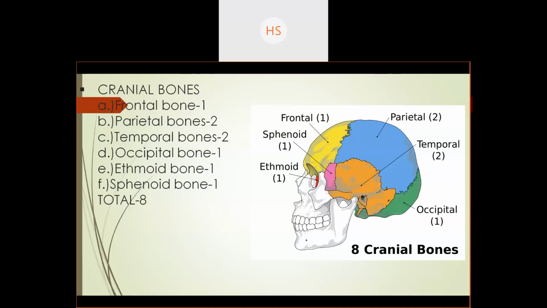First is your frontal bone. The frontal bone is here. And the parietal bones are here, in this area. Next is your temporal bones. The temporal bones are on these two sides. Next is your occipital bone. The occipital bone will lie here, on the back side.